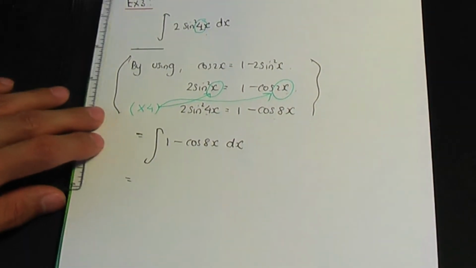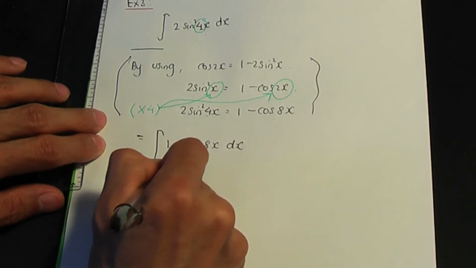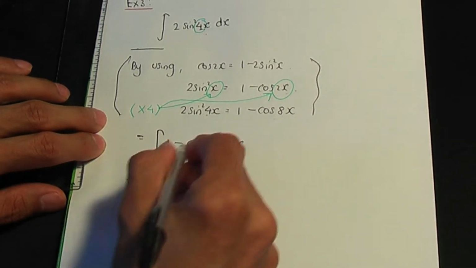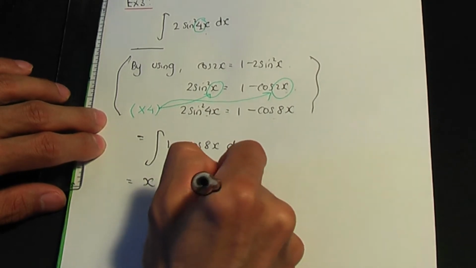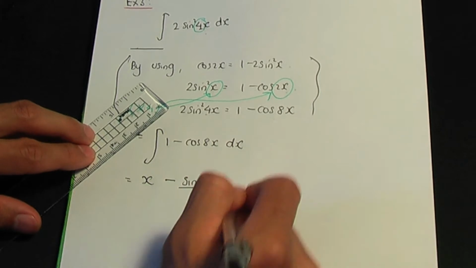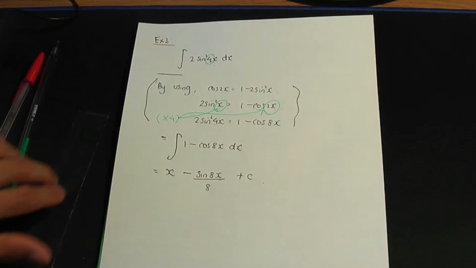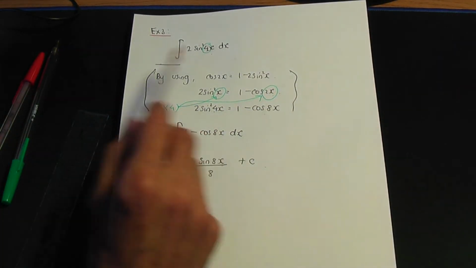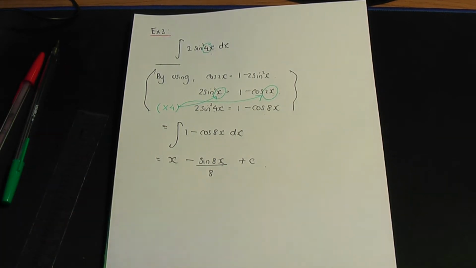So let's integrate that. When I integrate 1, that is x. When I integrate cos, it's plus sine, so it's sine 8x divided by 8, and then add c. If you're unfamiliar with trigonometric integrals, be sure to watch the video that I did on trigonometric integration. I'll provide a link to that video again in the description below. So that is how you would handle that integral, example 3.